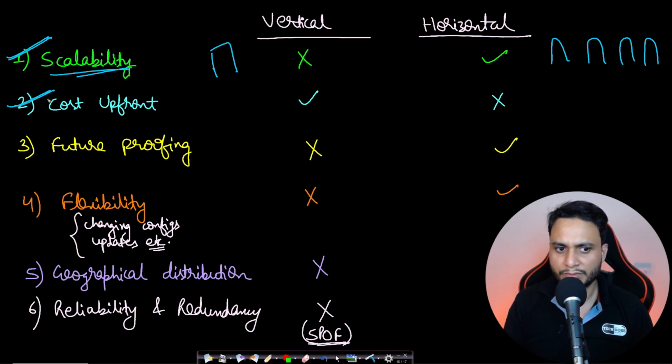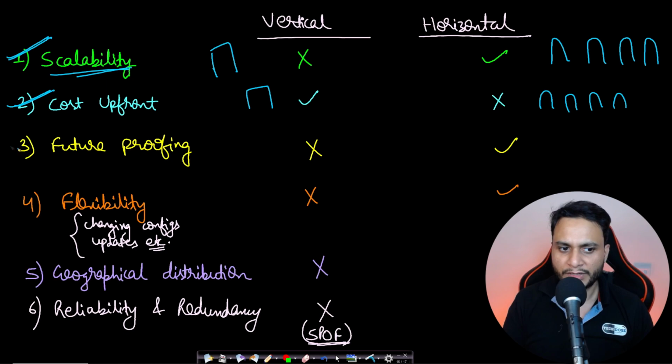Now, when it comes to the cost you need to spend upfront, since we just have a single system in vertical scaling, the amount of money you need to spend initially will be less as compared to horizontal scaling, where you will have to buy multiple systems.